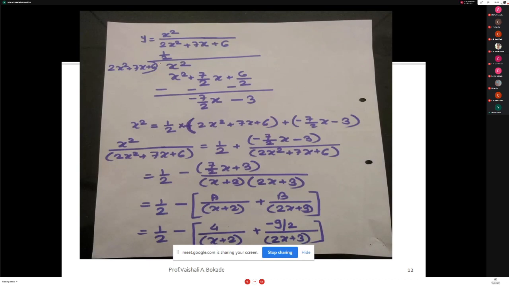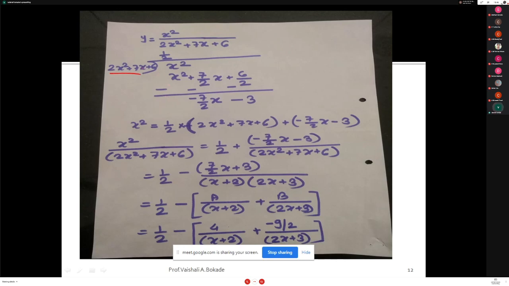See now, I want to tell you this. I have y is equal to x square, dividend upon divisor, and I am going for actual division here. You can observe I am dividing x square by this polynomial 2x square plus 7x plus 6. So for adjusting x square, I am multiplying 1 by 2 to this polynomial here.